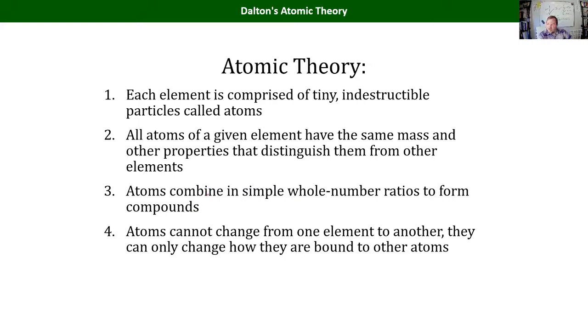That's the piece that Dalton put together that allowed this all to work and make sense as far as logical proof. And then fourth, atoms cannot change from one element to another. They can only change how they're bound to other atoms. This was really the piece that put the nail in the coffin for alchemy, because alchemy was based around the idea that if you started from something cheap, a base metal like lead or tin, you could turn it into gold if you had the right process. So four was basically there to say, we're talking about something totally different from alchemy at this point. Alchemy is out the window. That doesn't make sense anymore.